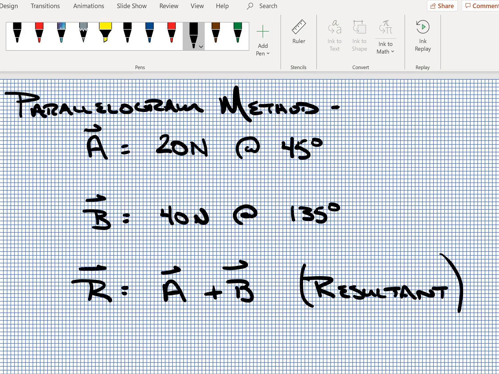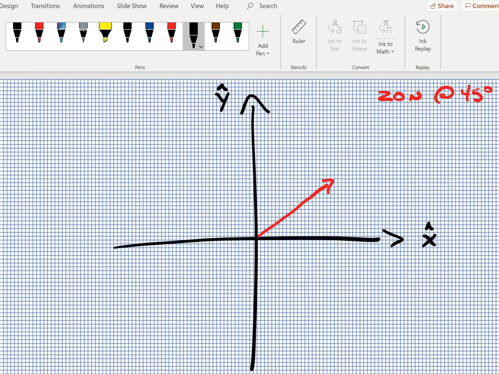So for the parallelogram method, the first thing we're going to do is graph our first vector, vector A, and this is it right here, with 20 newtons of force at 45 degrees. And so this is approximately 45 degrees here. I would normally use a protractor and a ruler to get as good of graphs as I could possibly obtain, but for the purposes here, this will suffice, and this will also help prove one of my points.